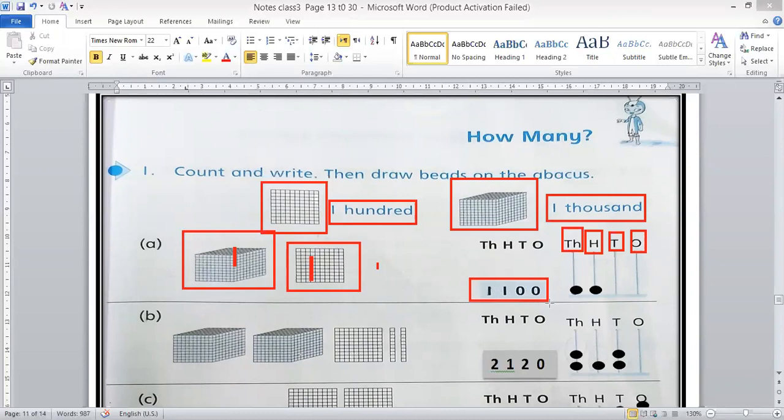Similarly, we draw beads here. Under thousands, there is one pack of thousand, so we put one bead here, and one bead under hundreds. There are no tens and ones, so there is no need to put anything there. Similarly, in this way you can count parts B and C and then put the beads under ones, tens, hundreds and thousands.